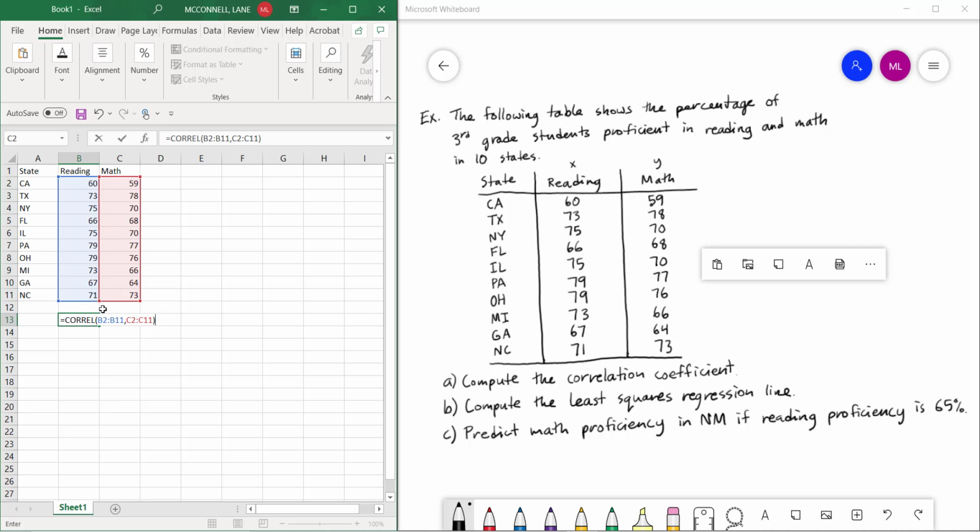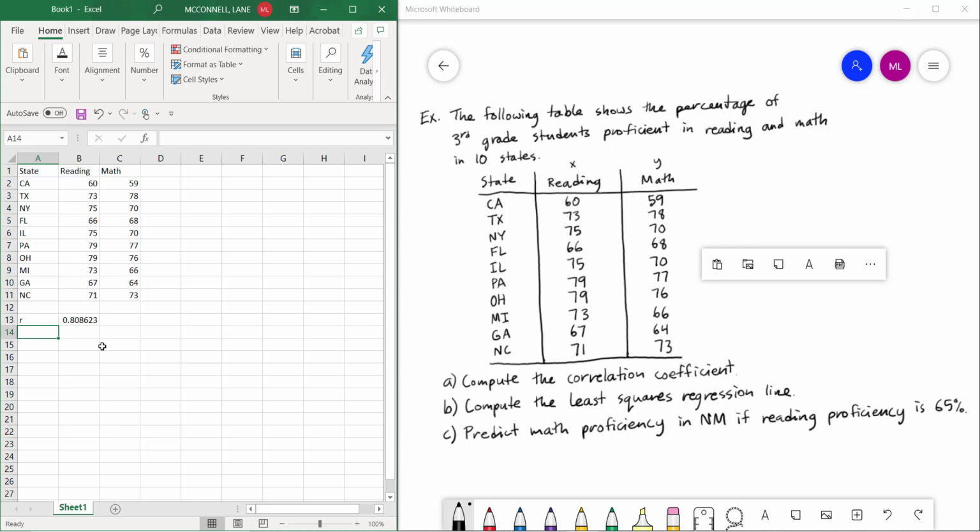and close our parentheses, and hit enter, and sure enough, we get the exact same correlation coefficient that we got when we did it using the graphing calculator. So in this case, it's a pretty strong correlation of about 0.809 if we were to round to 3 decimal places. So this is the value of R. Normally we would write that as our value R.